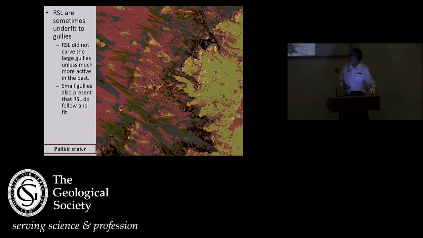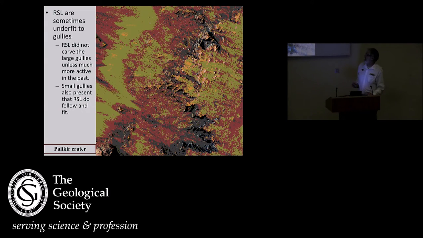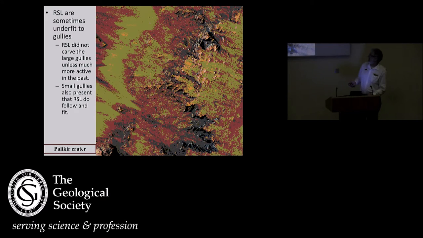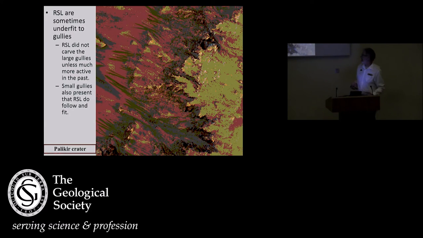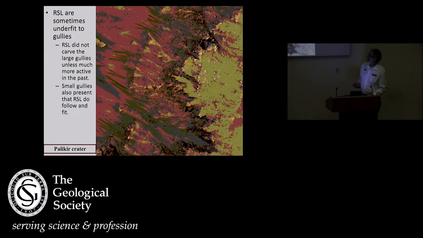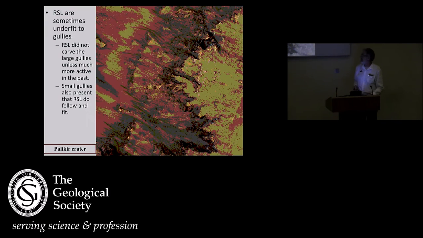So this is in Palikir Crater, another animated GIF that I think we've seen before here from Marion. But in this case, these are basically gully alcoves, and the main gullies are way off this way. So the RSL are much smaller than the gullies. They're underfit. There are smaller channels that the RSL follow in here. But the RSL did not carve these much larger gullies unless it was much more active in the past. Probably they're just following the pre-existing topography.